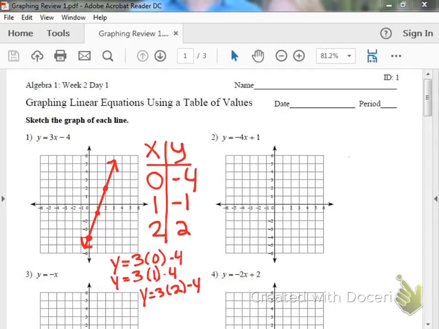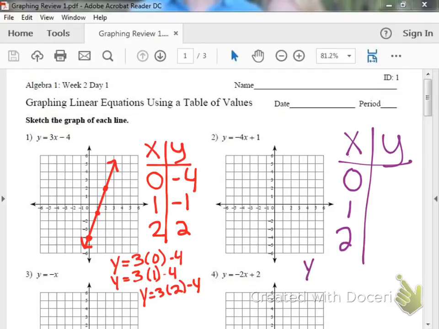So take a look at number 2. How do I start? The answer to how do I start is always exactly the same. Yeah, you make an X and Y chart or a T chart and you plug in 0, 1, and 2. So I need to do y equals -4 times 0 plus 1. I need to do y equals -4 times 1 plus 1. And y equals -4 times 2 plus 1.